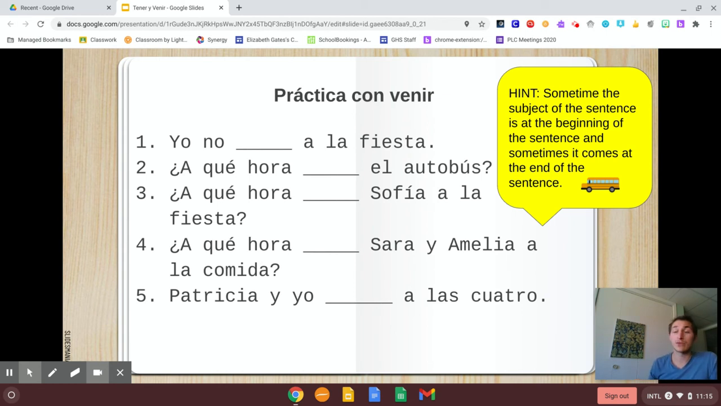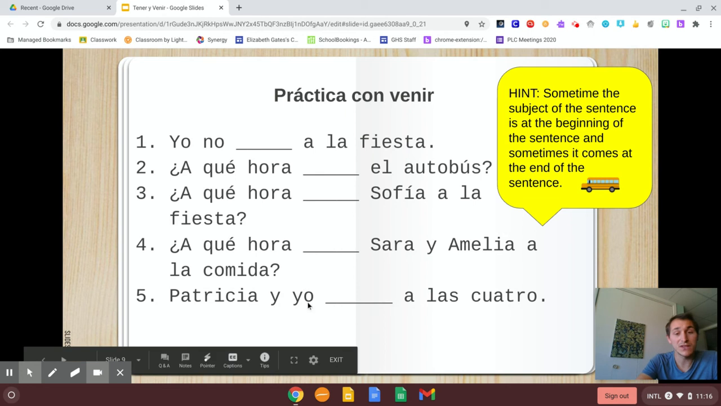Yo no, remember you're filling these in with the correct conjugation of venir. Yo no a la fiesta. ¿A qué hora el autobús? ¿A qué hora Sofía a la fiesta? So sometimes the subject isn't right here at the beginning, especially in questions. ¿A qué hora Sara y Amelia a la comida? Patricia y yo a las 4.